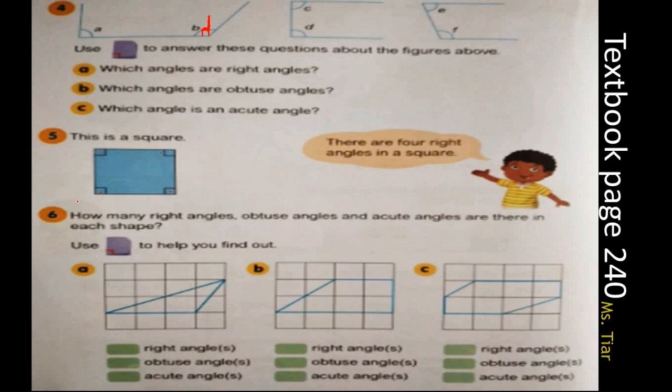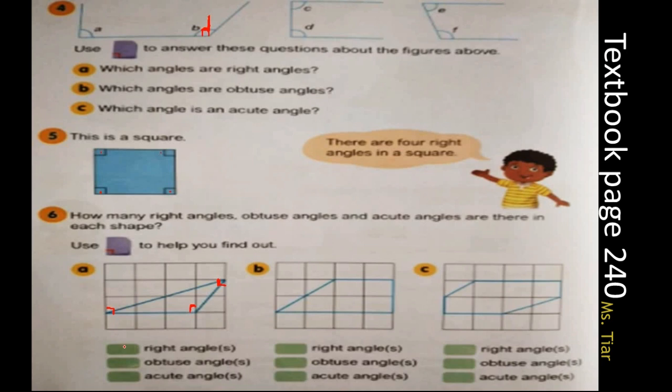Now we go to question number 6. How many right angles, obtuse angles, and acute angles are there in each shape? You can use the paper or you can use the boxes here. Now look at question A. Let's check, is this a right angle or not? This part is supposed to be a right angle if we put it like this. But this area is smaller than a right angle, so we call it an acute angle. This is also smaller, acute, but this one is bigger than a right angle.